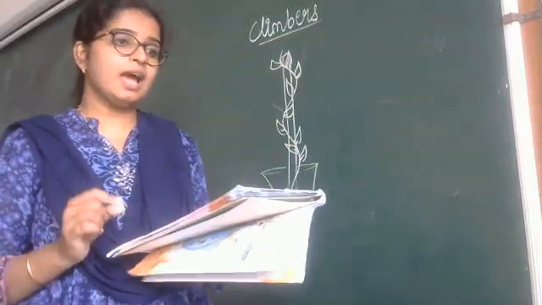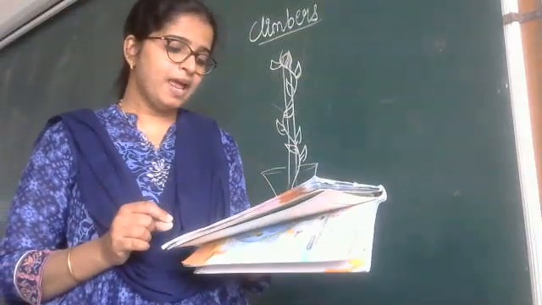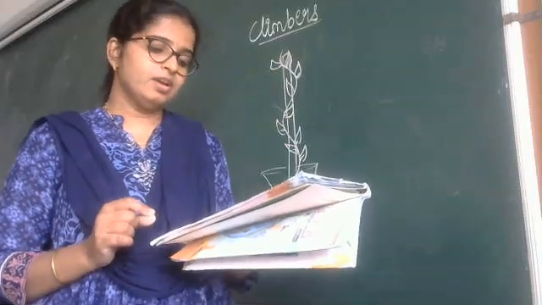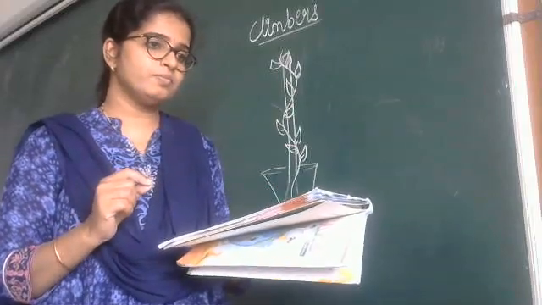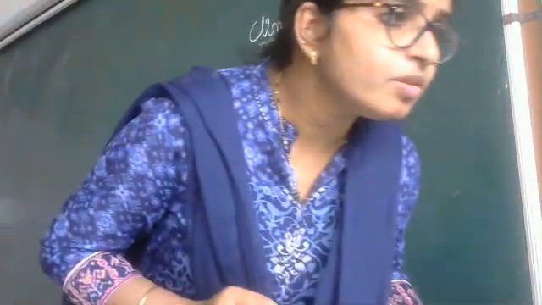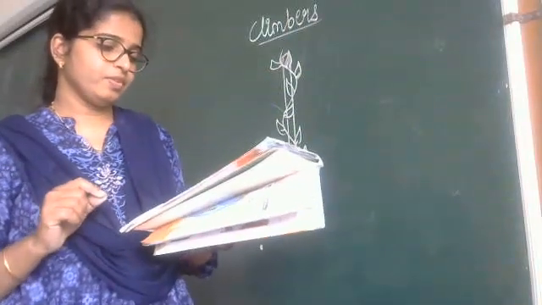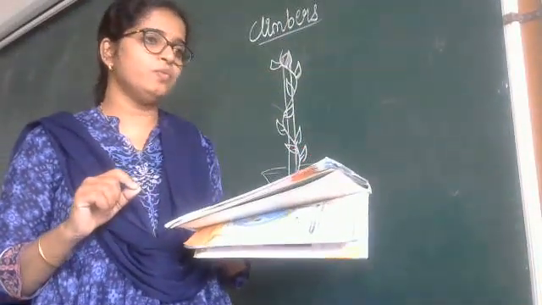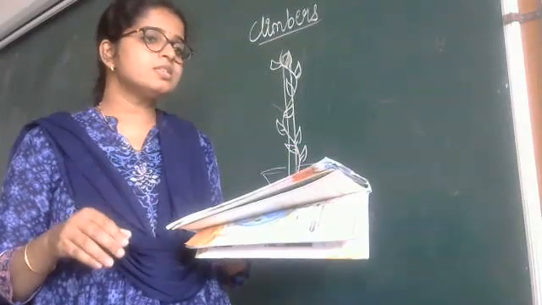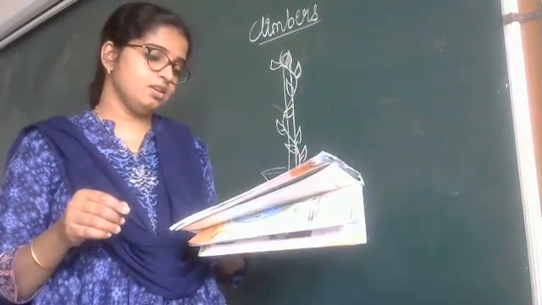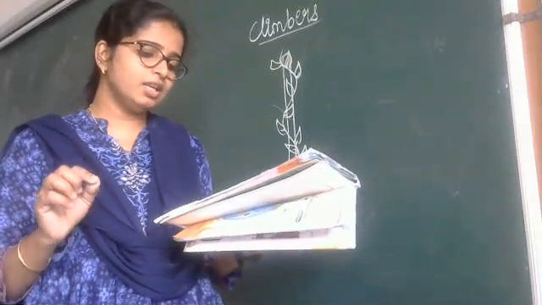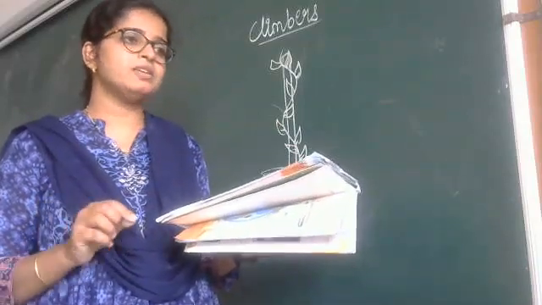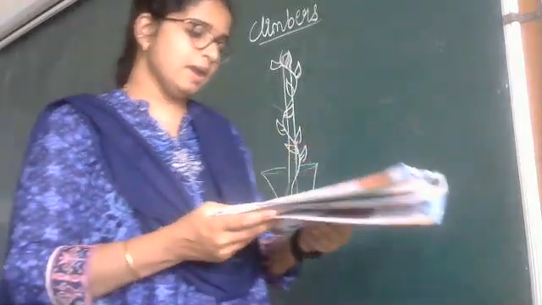Next is climbers. Some plants have weak stem. They cannot grow upright on their own. They need the support of other plants, walls, or sticks. Such plants are called climbers. Money plant, green pea plant, and bean plant are examples of climbers.